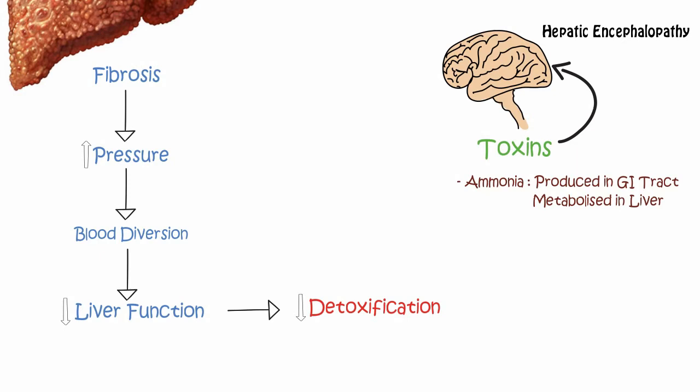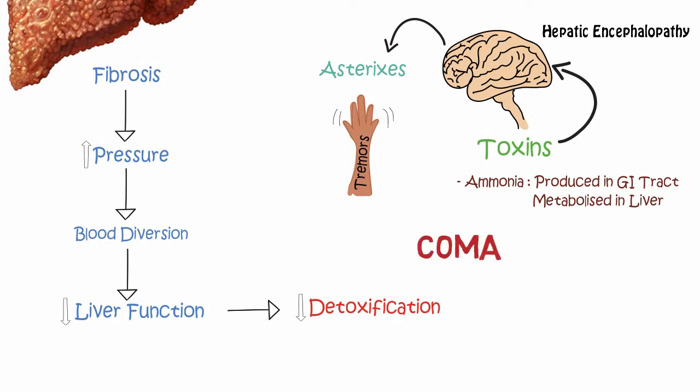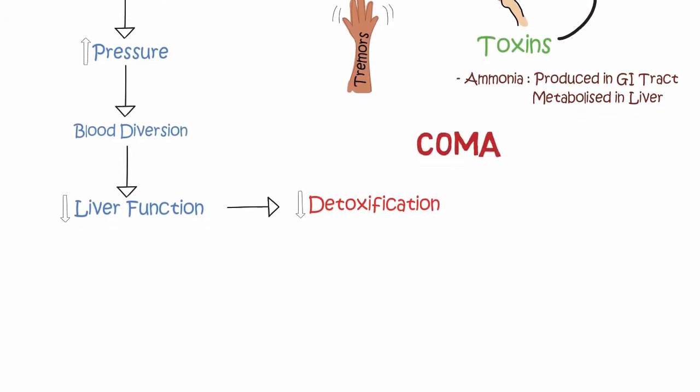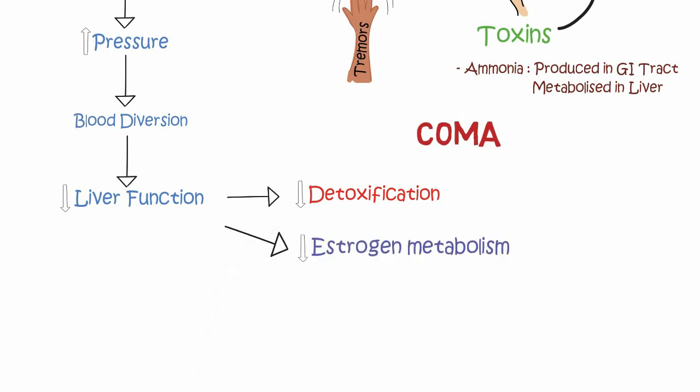This toxin product ammonia causes a huge amount of damage. In lesser amounts, the patient might develop asterixis, where they have tremoring or jerky hands when they are outstretched. When there is more toxin buildup, the patient may eventually progress to coma. Also, the liver plays a big role in the metabolism of estrogen into inactivated metabolites.